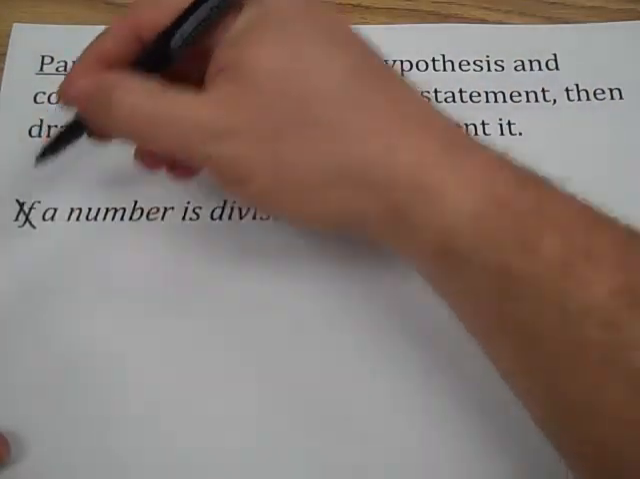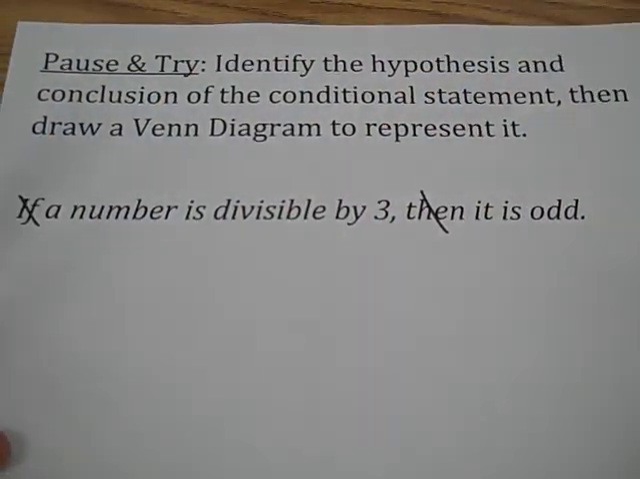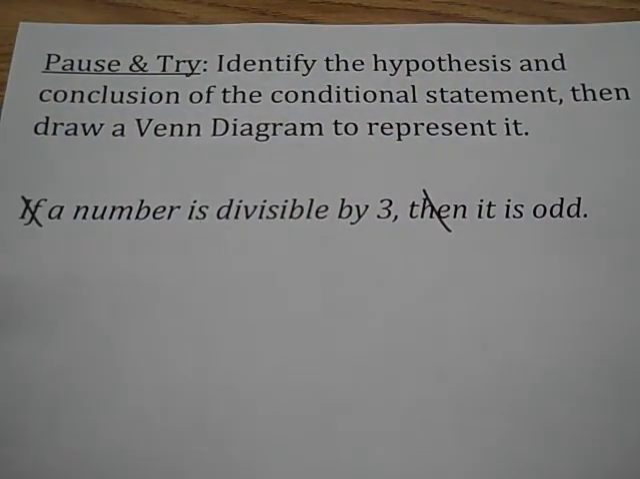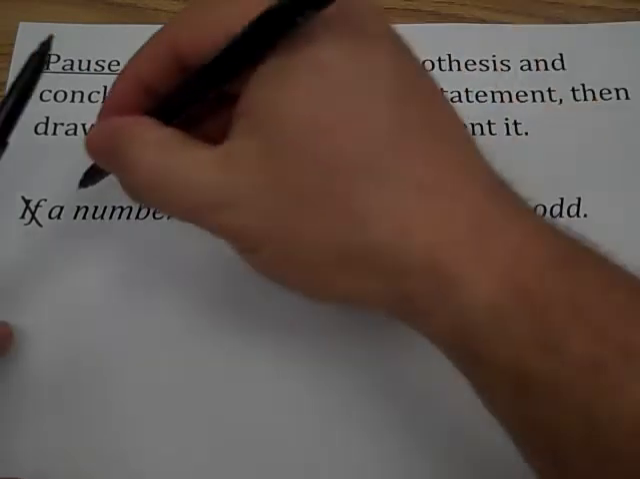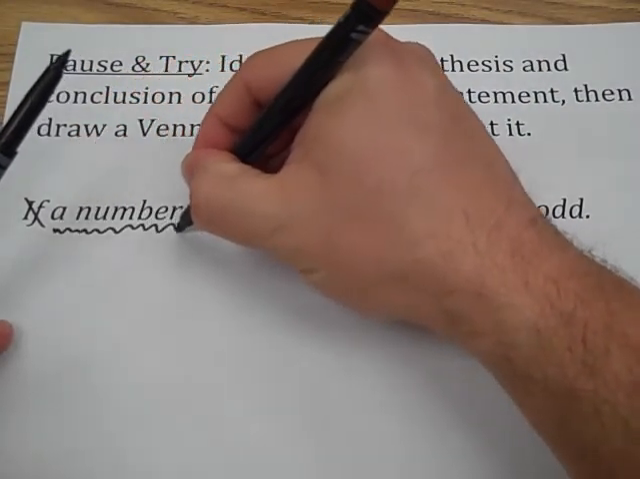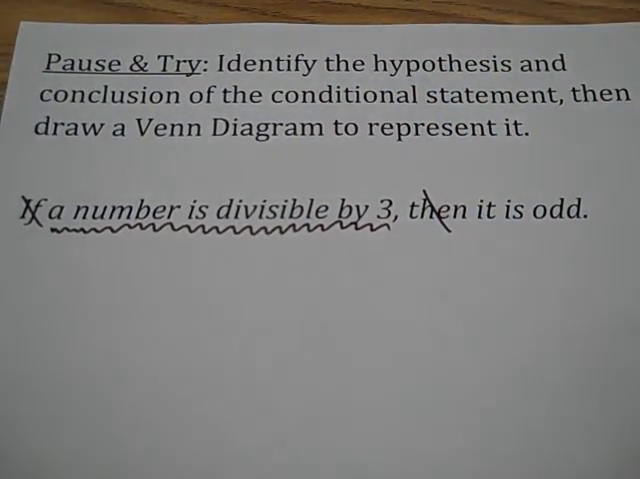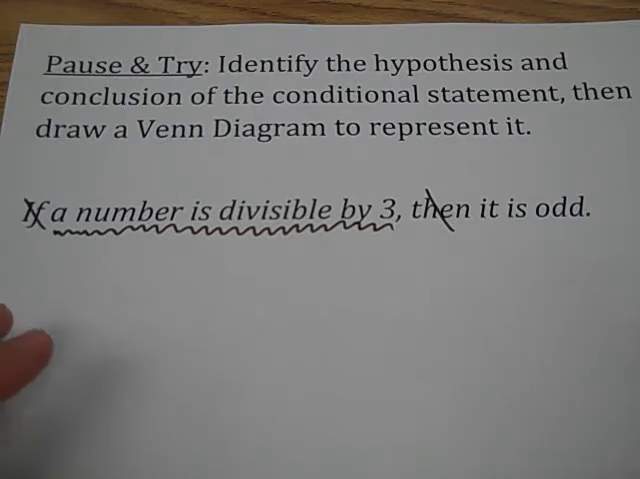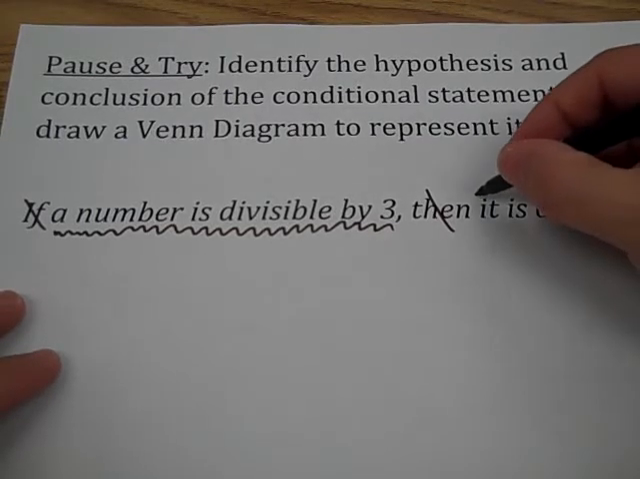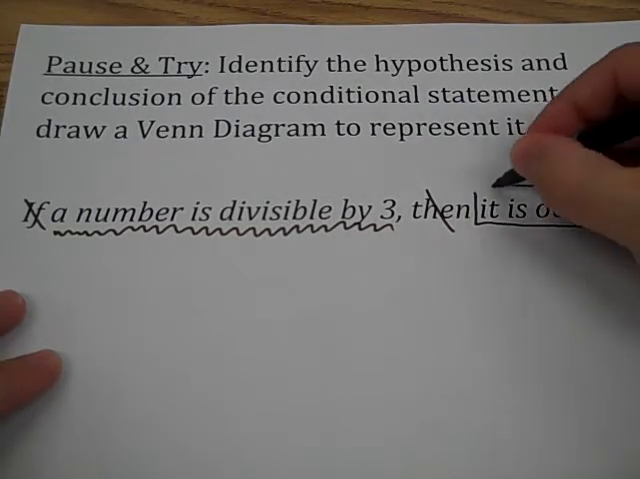So I like to cross out if and then because they're sort of the glue that holds these statements together, but they're neither the hypothesis or the conclusion. The hypothesis is between if and then, so this is my hypothesis: a number is divisible by 3. The conclusion comes after the word then. That is, it is odd.